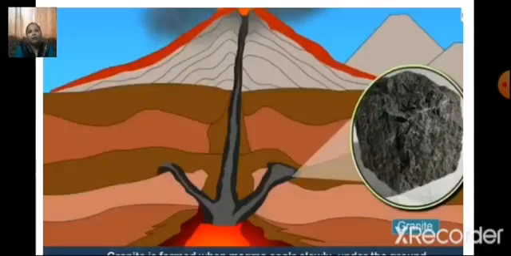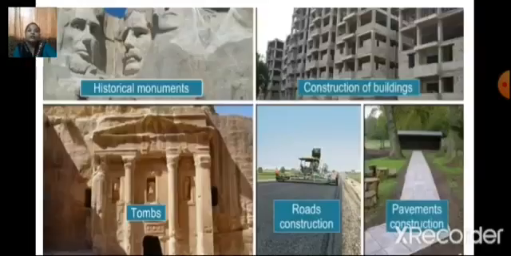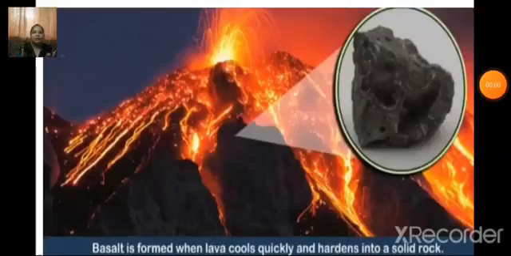Granite may be found in white, grey, black, pink. It is found in many colors, depending on the minerals it contains. Granite is very hard and is used as building material. It is used in historical monuments, construction of buildings, tombs, road construction, pavements construction. The kitchen counter at our house is made up of granite.